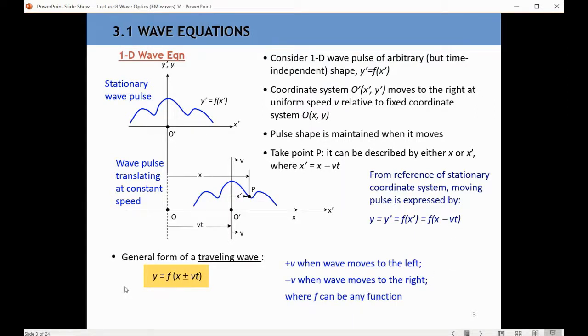Hence, the general form of a traveling wave would be a disturbance y as a function of x, which is the direction that it is moving, plus or minus the speed of that traveling wave multiplied by t. The speed is positive when the wave is moving to the left, and it will be negative when the wave is moving to the right. And f here stands for any function.